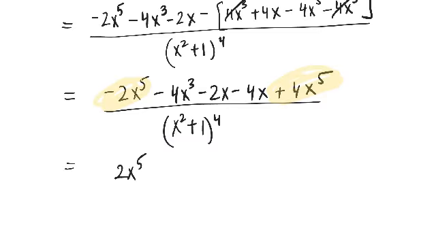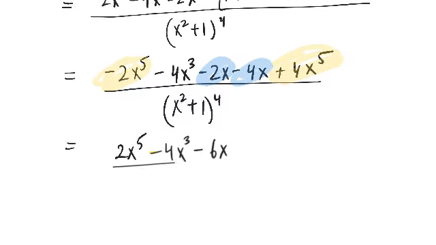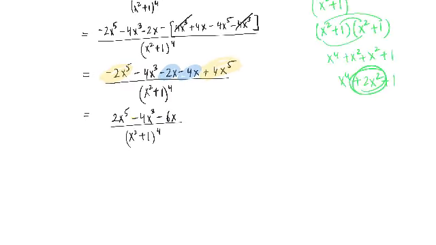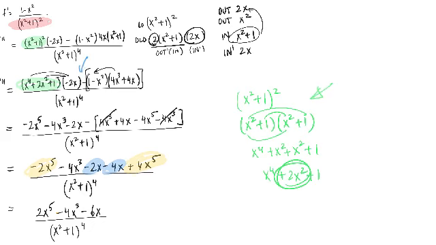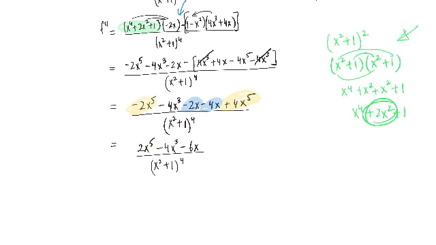Well, no, I can't do that. I can combine this guy and this guy. So I can go 2x to the fifth minus 4x cubed minus 6x all over x squared plus 1 to the fourth. So a little bit of algebra, but nothing actually that dramatic. It's just about keeping things straight, remembering things like how to distribute this negative sign here properly after you do the multiply, things that we do need to practice.